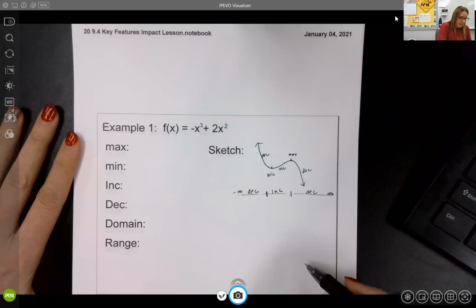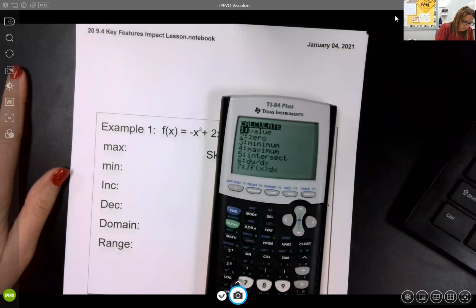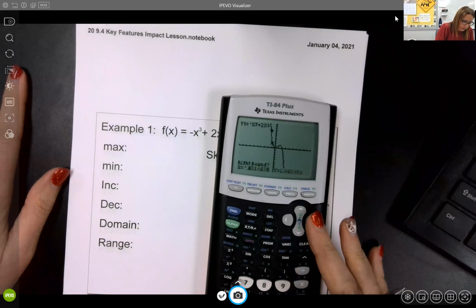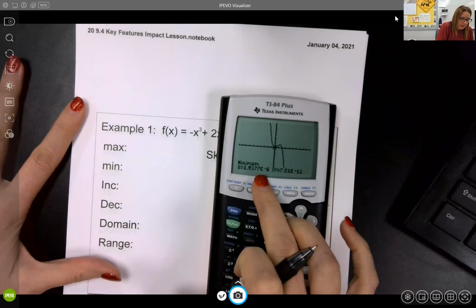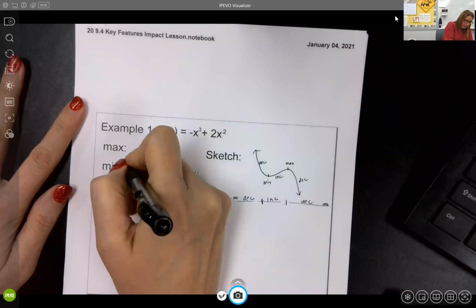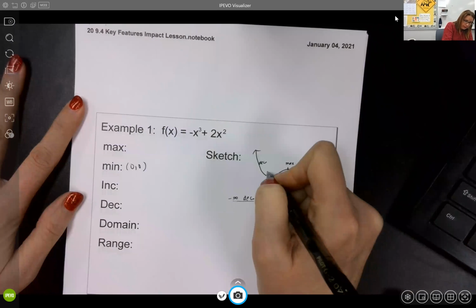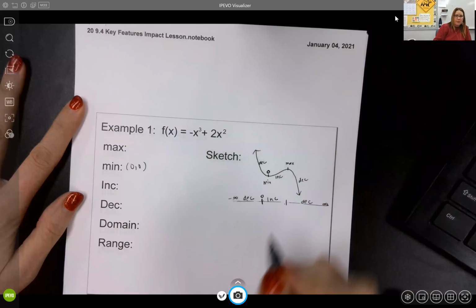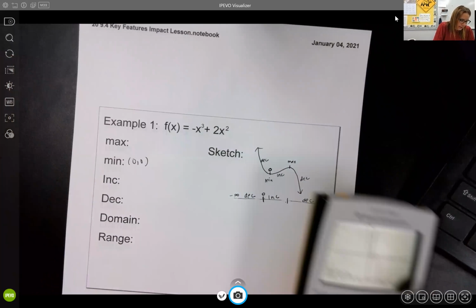So first, let's find the max and the min. Second trace, min, enter, enter, enter. There's a 0 there because it's an E, and that's also an E. So my minimum is 0, 0. I'm going to put a 0 right here and right here, so I know what to use for my increasing and decreasing.